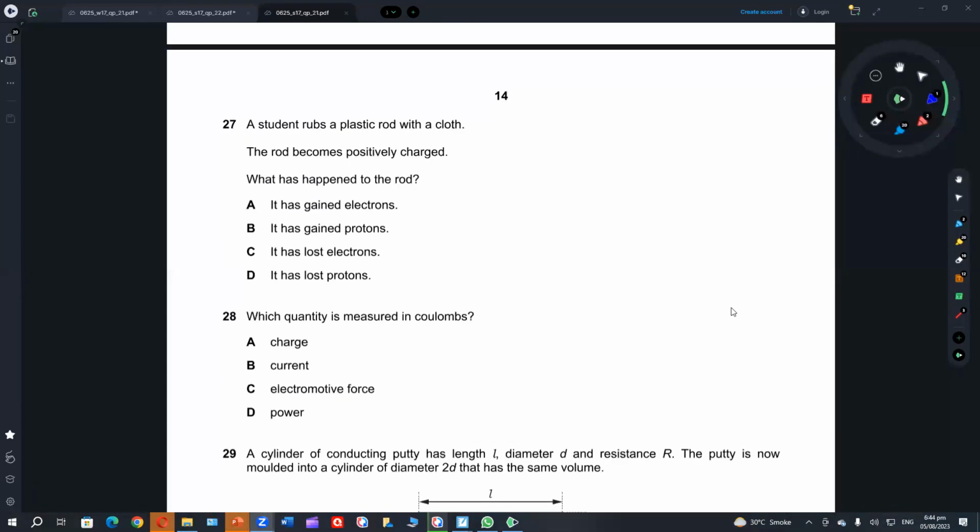For 27, the rod becomes positively charged. What has happened to the rod? It has lost electrons. Very good. Solid answer. Which quantity is measured in coulomb? Charge.